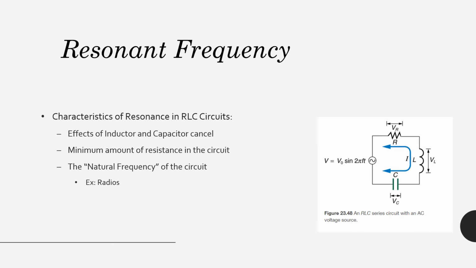This is the frequency at which the current would oscillate in this circuit if there wasn't some sort of external voltage forcing it to go at a certain frequency. And this is going to be more important when we think about the real life application. So we're going to go through an example with a radio and see how the resonant frequencies are important when we're talking about radios.